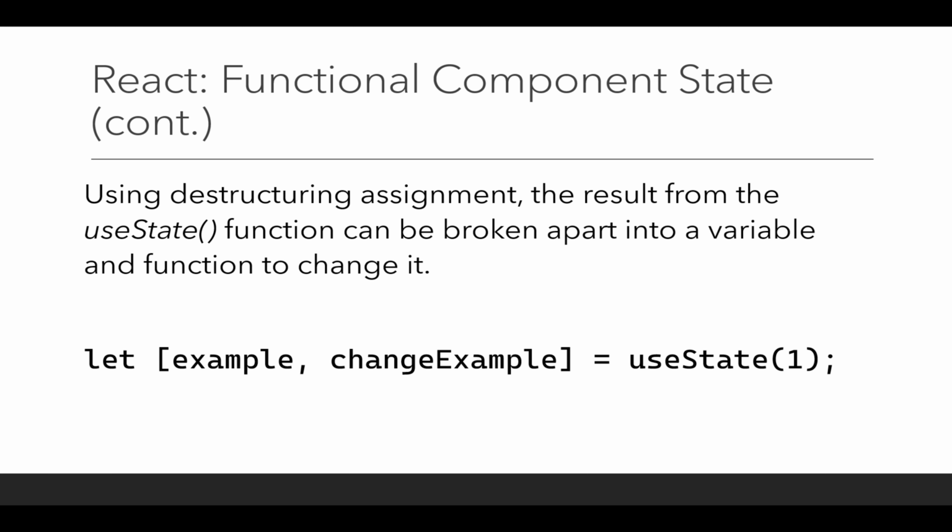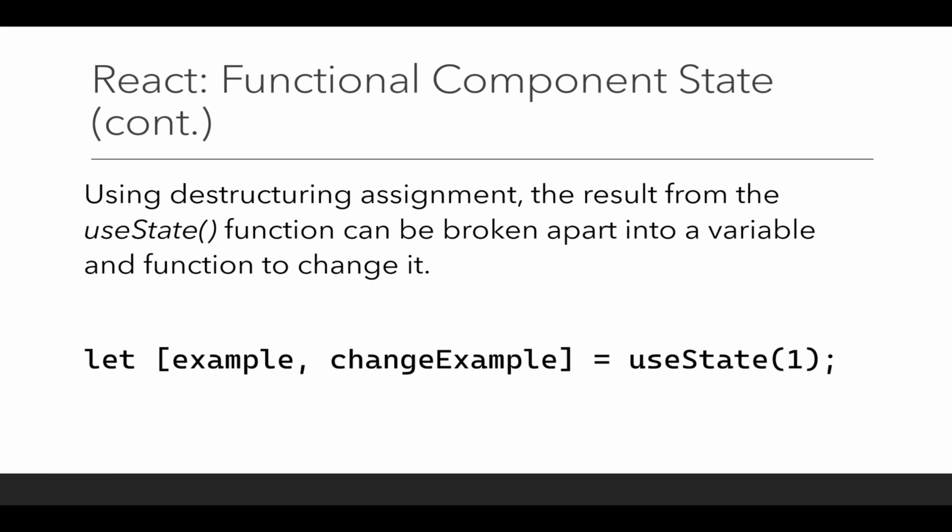This looks incredibly strange because we see open and closing square brackets on the left-hand side of an assignment operation. But what we're doing is destructuring what useState returns. useState returns an array where the first entry is a variable and the second entry is a function to change that variable. So we see here example would be the first value within an array, and changeExample a function to then change that variable. So again, we're setting up a state within a functional component.